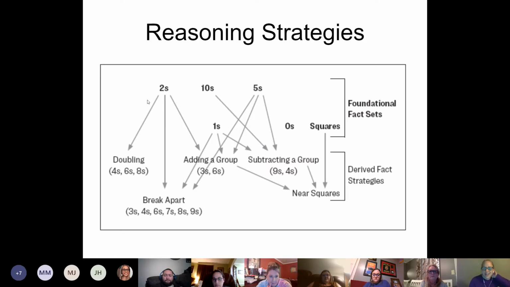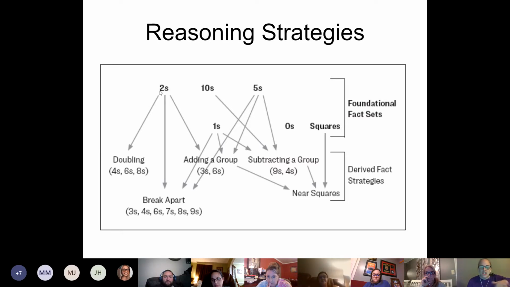Another strategy that kids use is adding a group, okay? A lot of you actually used adding a group with squares, where you found the closest square number and then you would add like 8 more. Or if it was multiplying times 9, you'd add another 9, okay? And so those are particularly great when you're learning your 3s and your 6s.